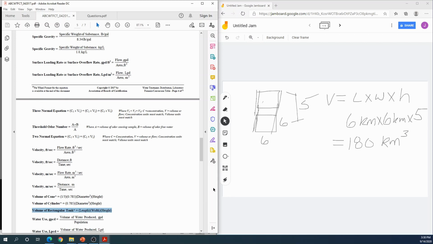So again, if we look at this, the equation for the volume of a rectangular tank is going to be the area of the bottom times the height of the tank. Same thing that we had with the cylinder, which was area of the bottom of the cylinder times the height of the cylinder.